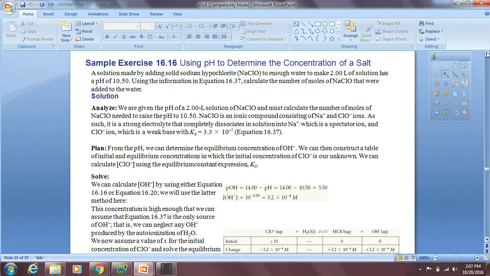Sample exercise 16 is on page 692. A solution made by adding solid sodium hypochlorite to enough water to make 2 liters of solution has a pH of 10.50. Using the information in equation 16.37, calculate the number of moles of sodium hypochlorite that were added to the water. So let's look at what we know.